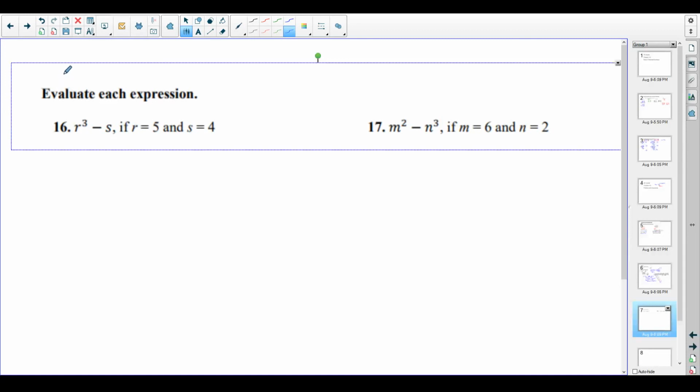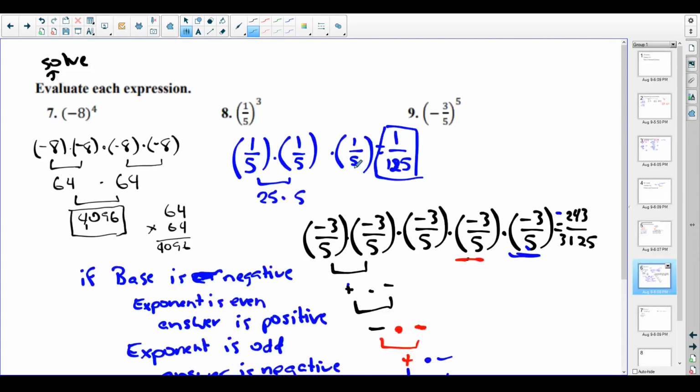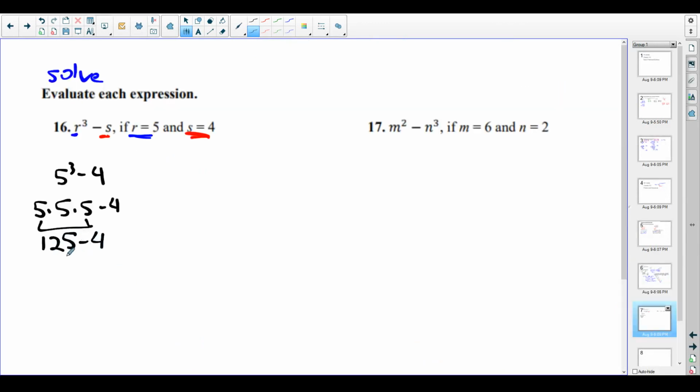All right, last part. Evaluate the expression. So same idea. This is solve, only instead of just telling you, it gives you a variable and then follows up by telling you what the variable is equal to. So we're just going to rewrite these using the values they give us. So r to the third power, if r is 5, so that's 5 to the third power, minus s, they just said is 4. So 5 to the third power minus 4. So 5 times 5 times 5 minus 4. We have to do all this first. We did this previously, right? 5 times 5 times 5 is 125, so we don't have to do it again. So 125 minus 4 is 121.